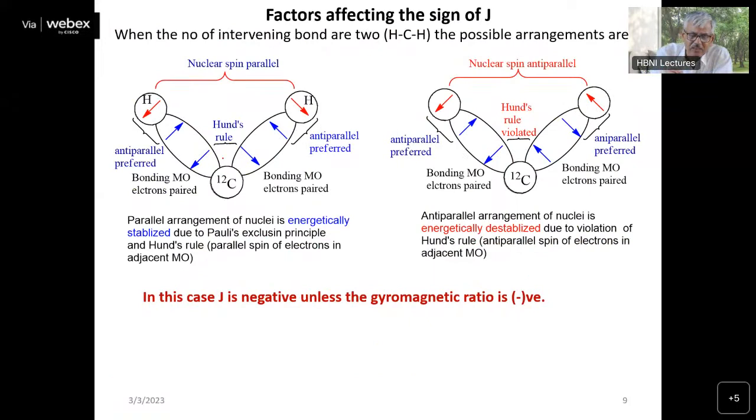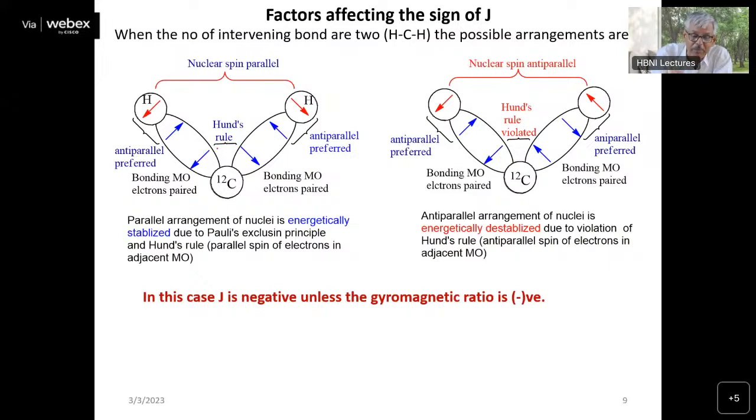Now let's see this one. This is one molecular orbital, this is another molecular orbital. If you consider the molecular orbital, that will be paired, but if you consider these two electrons, they will prefer to be parallel. That is governed by Hund's rule, with maximum multiplicity. Okay, that also you know.